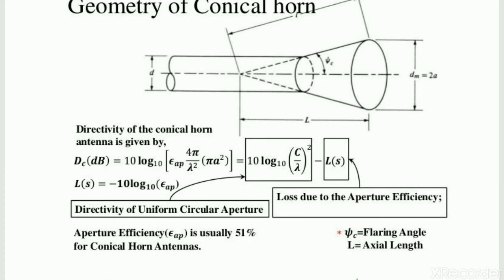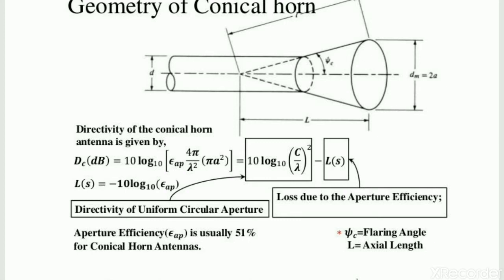So from this geometry of the conical horn, we can derive some equations and the standard values for the aperture efficiency epsilon_ap, also the directivity of the uniform circular aperture, and the loss due to aperture efficiency. So we will see it one by one. The basic formula of the directivity of the conical horn antenna is given by capital D suffix d, which is measured in decibels, is equal to 10 log10 of epsilon_ap times (4 pi / lambda squared) times pi a squared, which is equal to 10 log10 of (c / lambda) squared minus L_s.